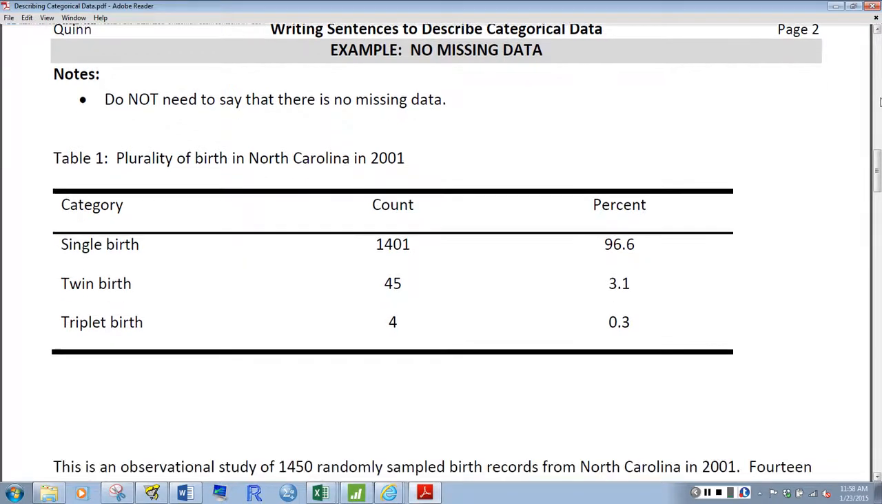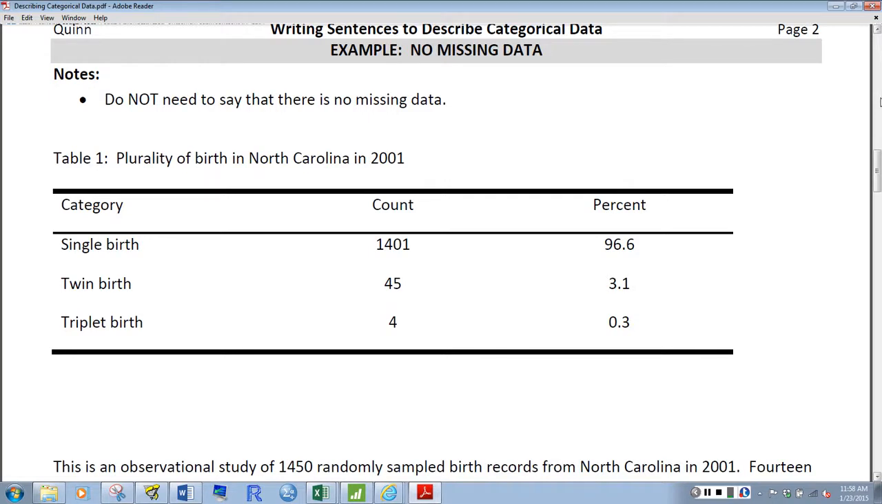I would first of all start with a sentence that describes the study. This is an observational study of 1,450 randomly sampled birth records from North Carolina in 2001. A couple important components: we want to know if it's observational or experimental. You certainly could have added that this is a cross-sectional observational study, but that's extra information. We want to know how the records, or the observational units, were obtained. In this case, it's random sampling, which is a very important concept. And then finally, you want the sample size, so you see the 1,450 there.